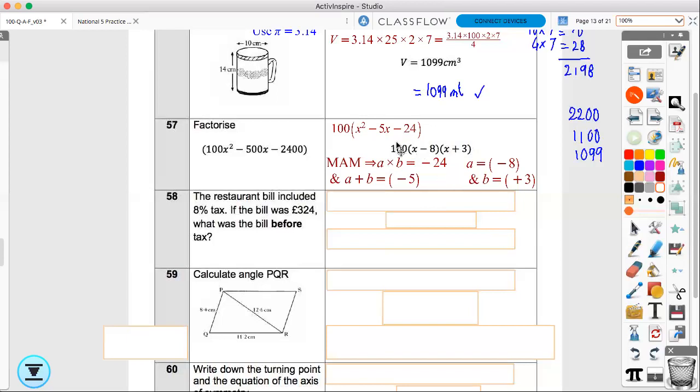Okay, so I've seen people losing a mark because they don't put the 100 there when they give their final answer. They just say, oh, I need to factorize this. But remember, we've been asked to factorize something. There's two parts in it. Not only finding 3 and 8, but finding the 100.